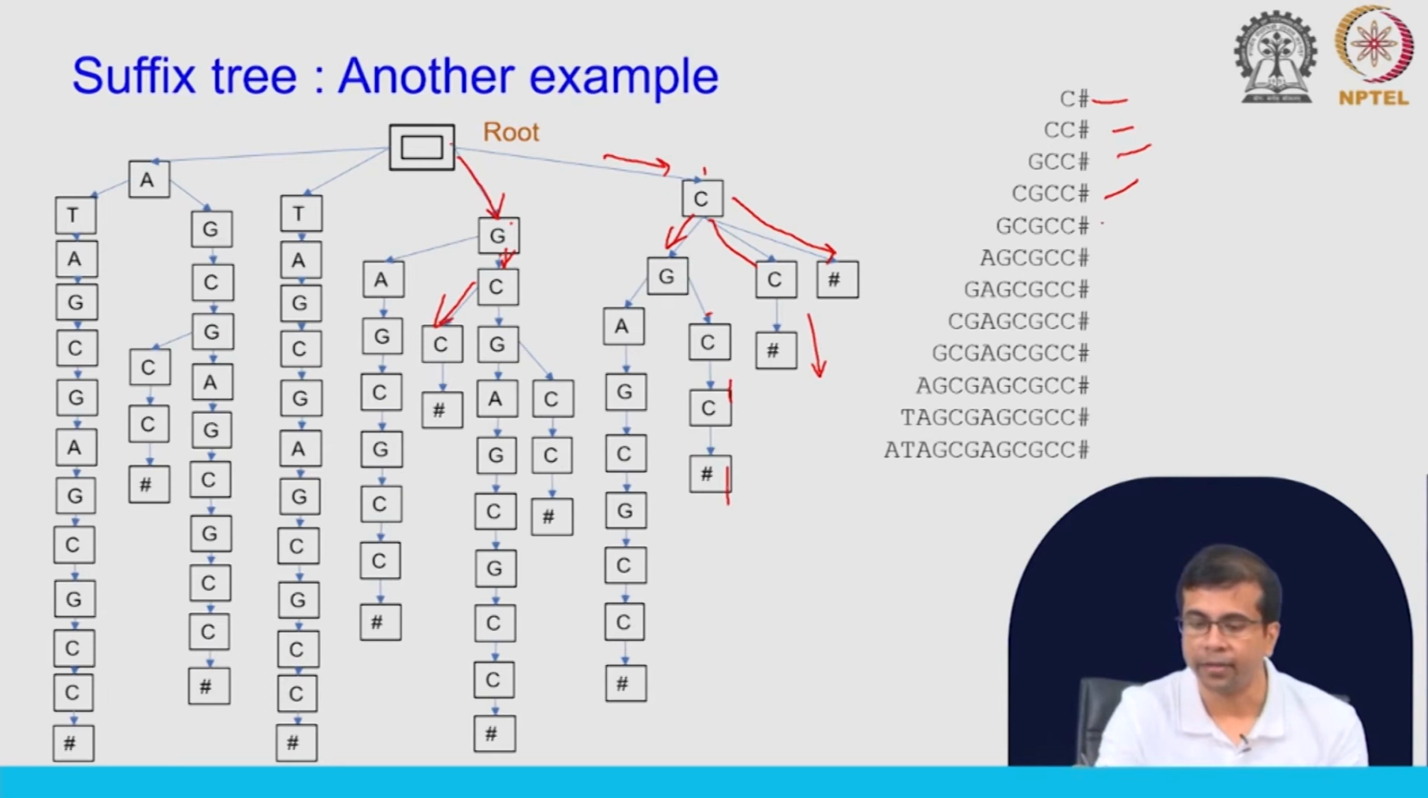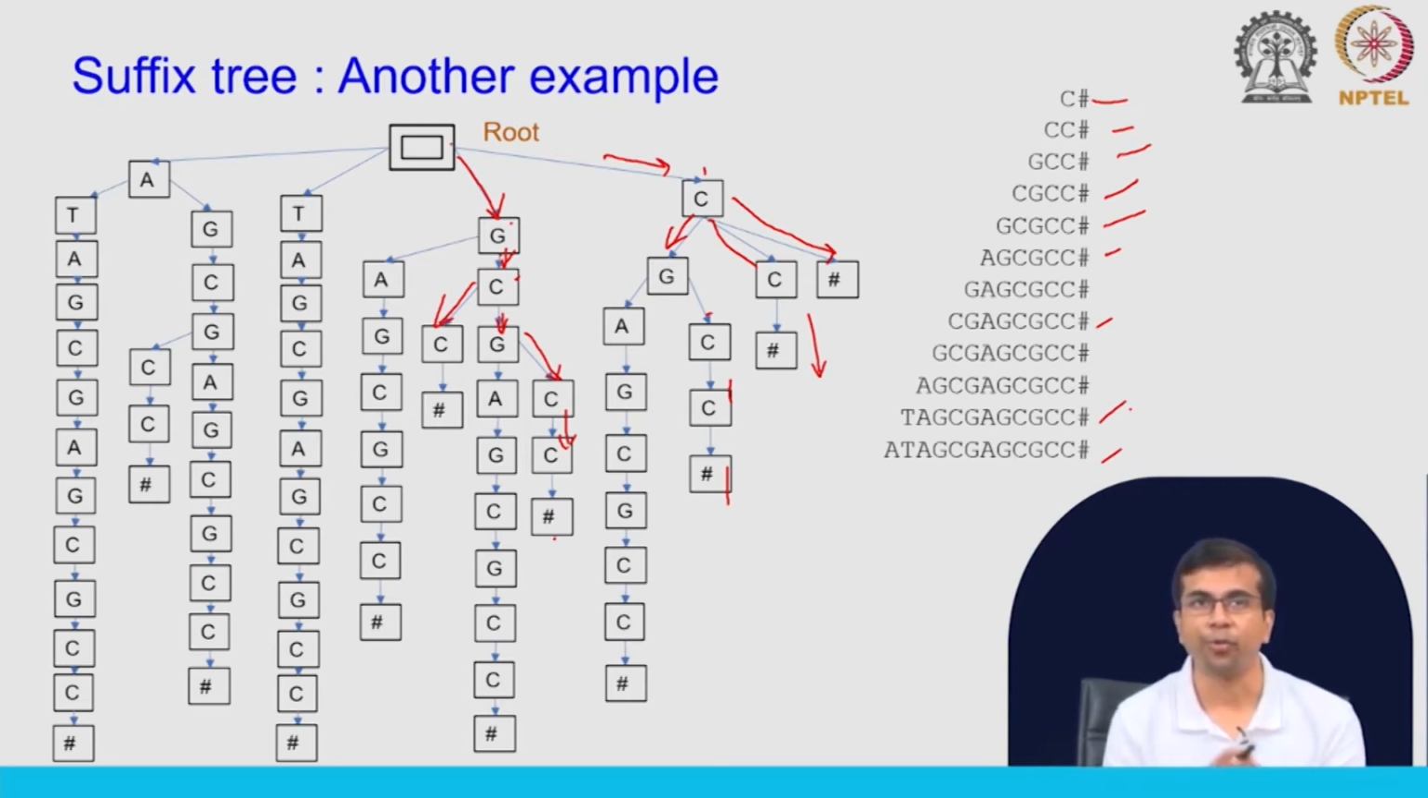Then we have GC, GCC. Now, what we will see is that this path from root to G to C already exists, and what we need to do then is add a path to G, and then to C, and then we have reached the leaf. So, this way we can go on for all of them, and you will end up with a tree structure like this.